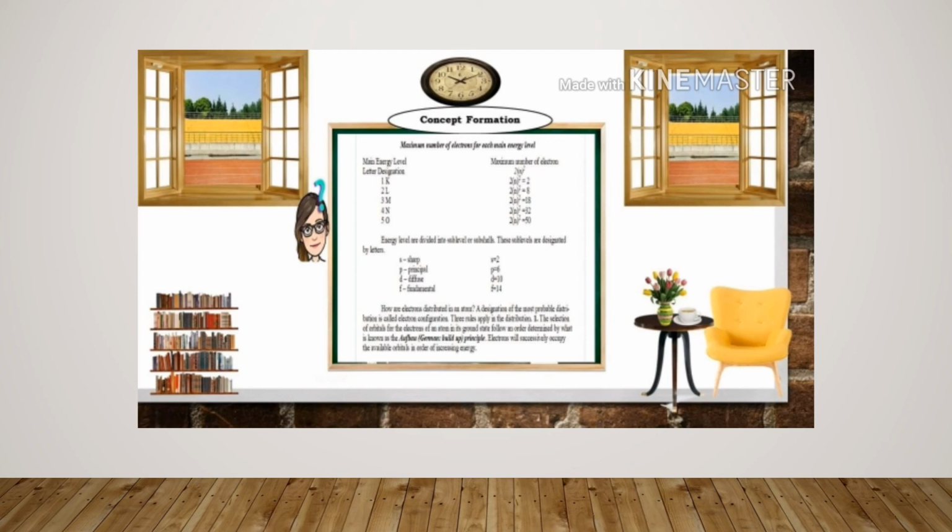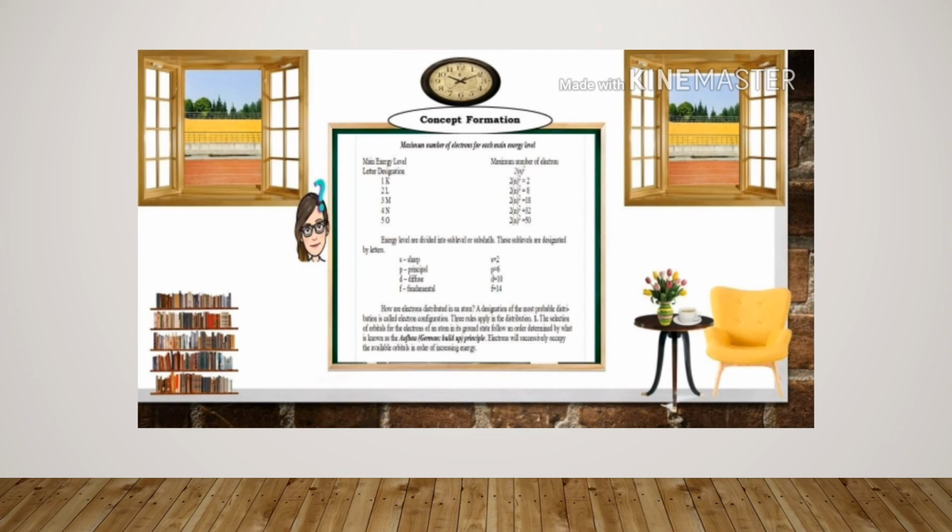The third main energy level can only hold 18 electrons. The fourth main energy level can only hold 32 electrons. The fifth main energy level can only hold 50 electrons, and that is the maximum. When we talk about the maximum number of electrons, that is the most it can carry.